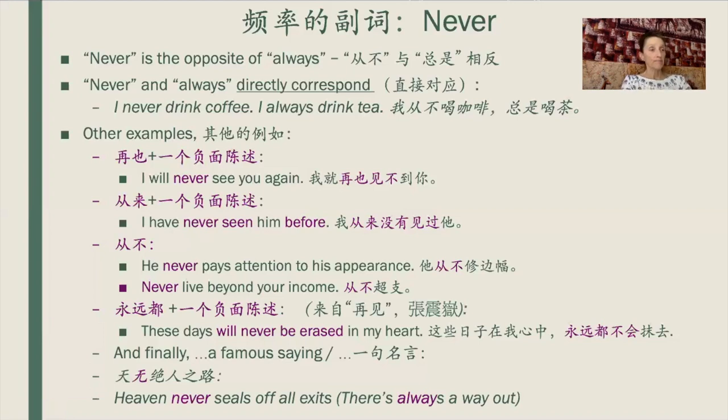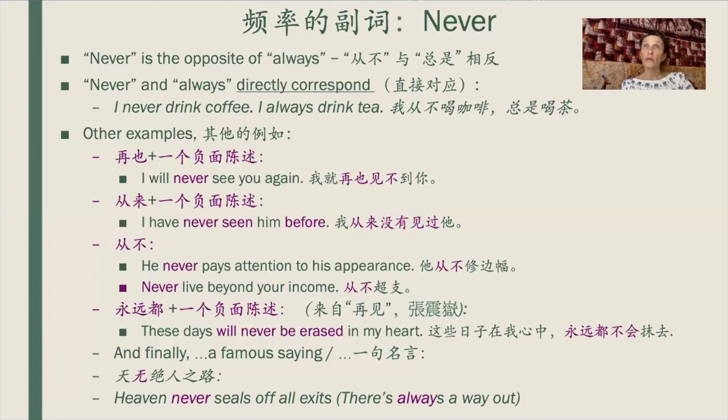I found it in a song by a popular Taiwan singer, a Taiwan 歌手, and his name is 张震岳. 张震岳, here you go, and it comes from his song 再见. Here's the line in Chinese, straight out of his song. 这些日子在我心中永远都不会抹去. So these days will never be erased. Again, it's this 永远都 in a negative expression, then you would use the word never in English.